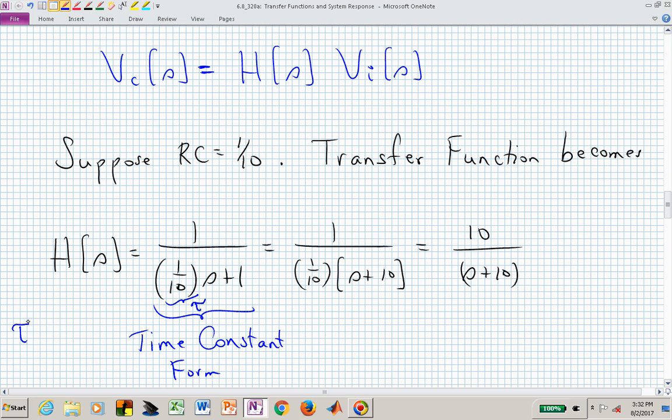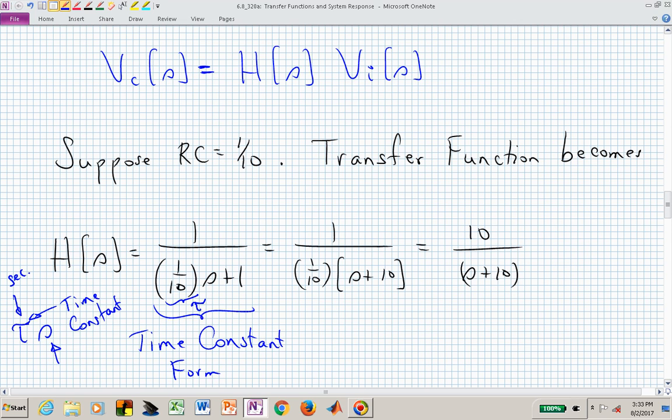So here we have tau S. Our S is in radians per second. This is a time then in seconds, so that we have radians for our units on the product of tau S. So tau is now our time constant, and that's explicitly visible. Our time constant is 1/10, and in this case we have 1/10 S plus 1 in our denominator.